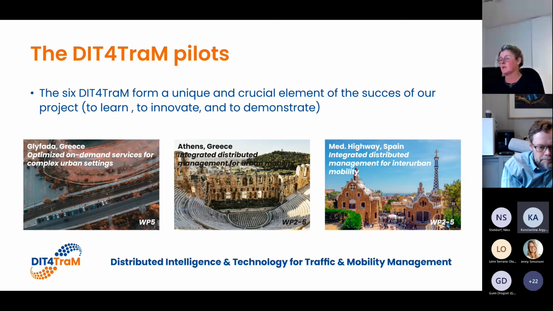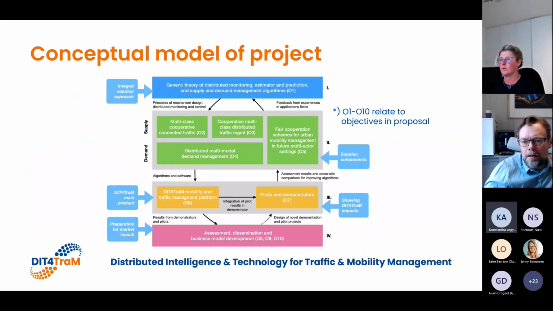Then we have 2 additional pilots, one in Athens and one on the highway between Barcelona and Girona. So on the one hand, looking at urban mobility, and on the other hand, looking at interurban mobility. And those two pilots are simulation pilots, and they are meant to combine everything we learned and developed in the work packages 2 to 5 and what we learned from the other 4 pilots. A quick overview of the project.